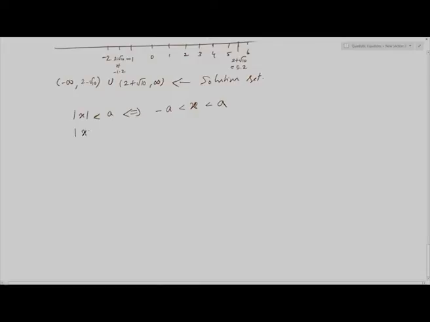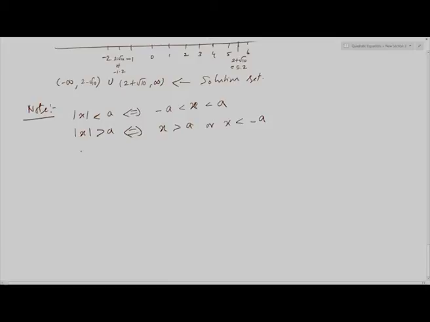Whereas for mod x, let me write this as an important note: when mod x is greater than a, generally people commit a mistake. When mod x is greater than a, it is if and only if x is greater than a, that is fine, or x is less than minus a. So if mod x is greater than a, where a is some constant, this is if and only if x is either greater than a or less than minus a. Whereas in this case, very simple, mod x less than a is if and only if minus a less than x less than plus a.